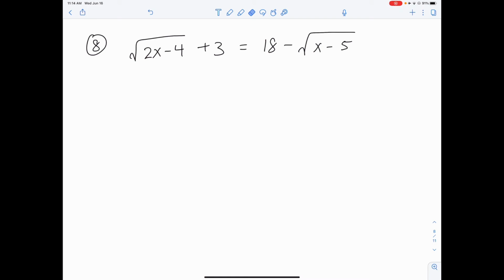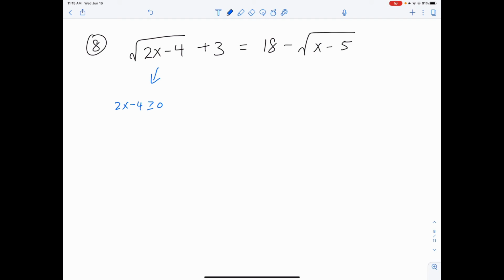So we clearly see that we have two square roots, one on the left side, one on the right side. So let's find the NPVs or restrictions for each of them, and then we'll figure out which one's the stronger condition. So on the left side, we have this one over here, which is going to be 2x minus 4 must be bigger than or equal to 0.